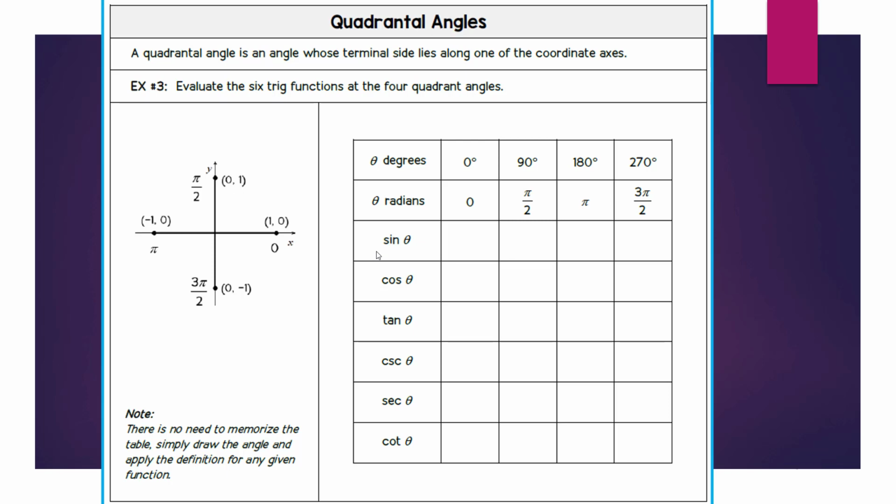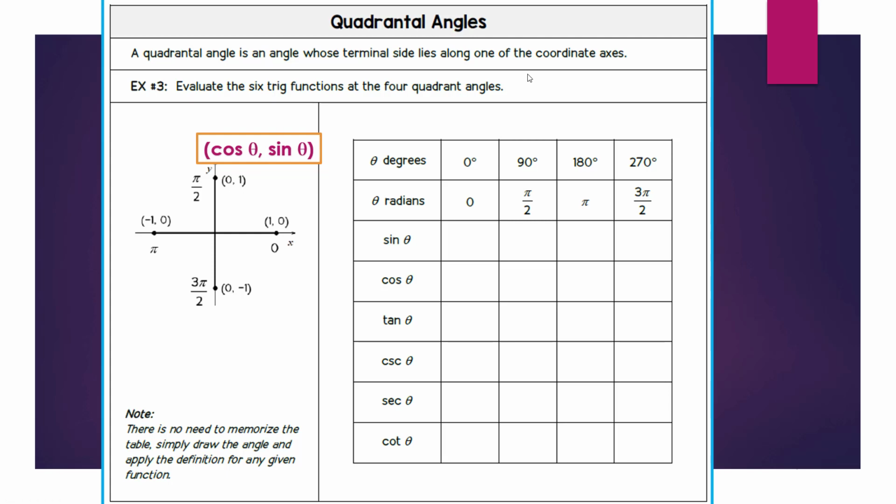In our last lesson, we learned that when we are on the unit circle, we can think of the points on the unit circle as cosine theta, sine theta, okay? Or as the x-coordinate is cosine theta, the y-coordinate is sine theta. Let me back up and explain what a quadrantal angle is. It says a quadrantal angle is an angle whose terminal side lies along one of the coordinate axes.